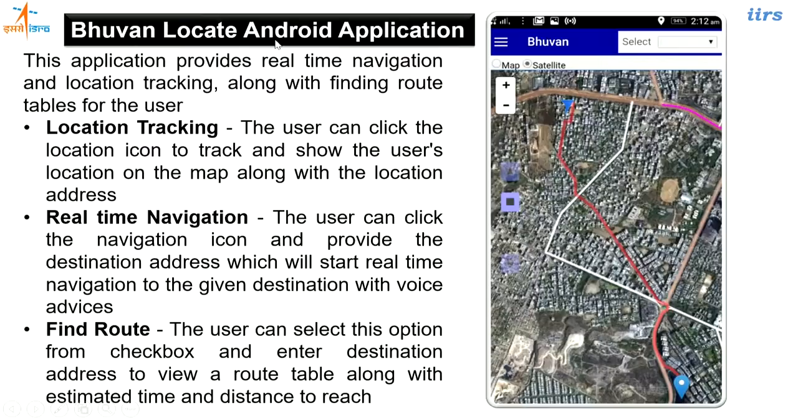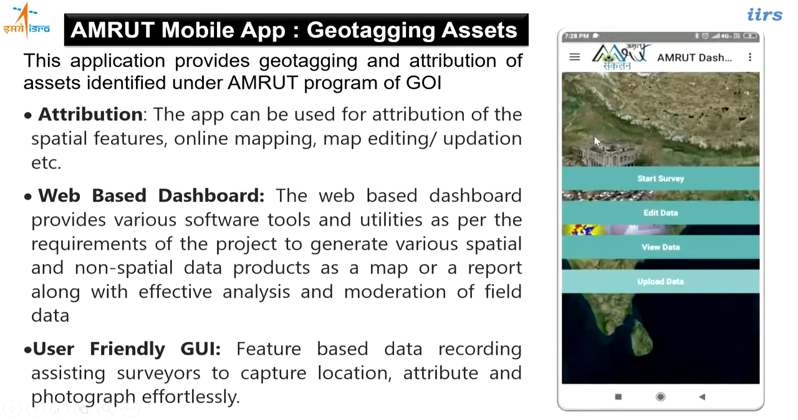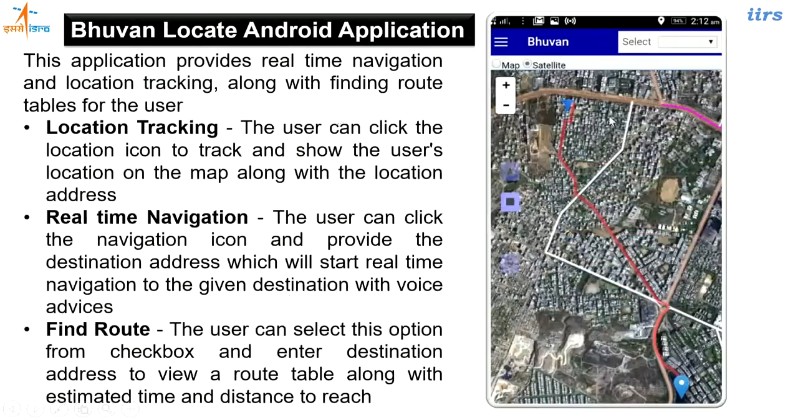Another example, let us see Bhuvan Locate Android application developed by NRSE. Now this provides the location tracking, real time navigation, and finding the routes. So this app is readily available. The previous application is for the specialized user, the people who are involved in the Amrut program of Government of India. But this one is for the general public. Now this app is readily available in the Bhuvan Geo portal, from where it can be downloaded, and it allows location tracking, real time navigation, and finding the shortest route or the best route for your travel, to reduce your travel time, or to assist in your traveling.